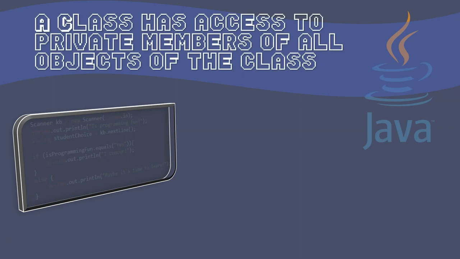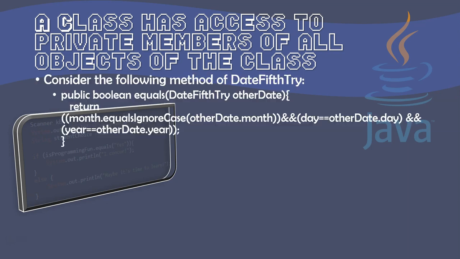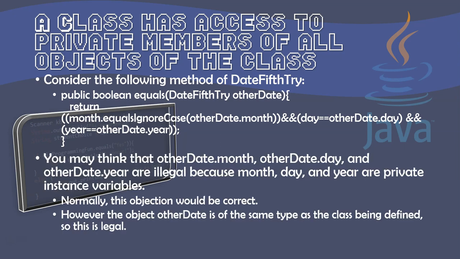Now, a class has access to pretty much private members of all objects of the class. And what does this mean? Well, if we look at the method of Date5Try, let's say our equals method, and of course we're going to return a value here to see if the month is equal to the other date's month and so on. Well, if we think about how this Boolean expression works, you may think that otherDate.month, otherDate.day, and otherDate.year are illegal because month, day, and year are private instance variables.